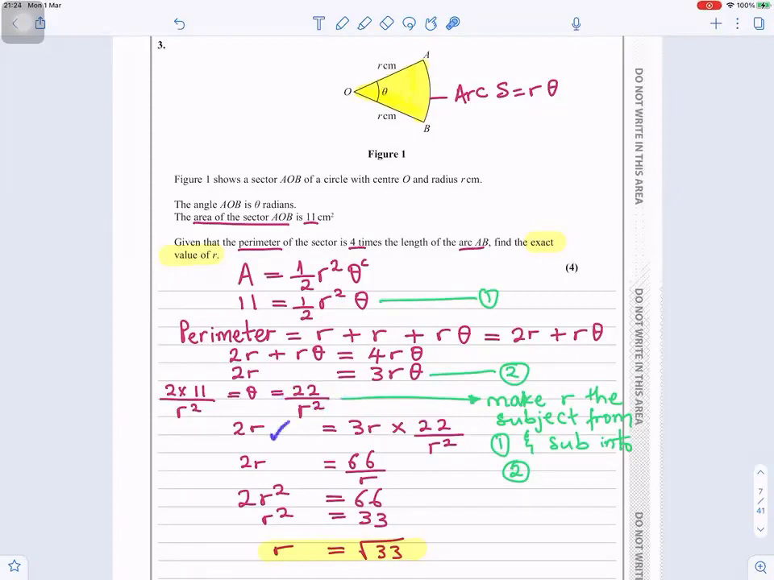So that means 2r is equal to 3r times 22 over r squared. One of the r's will cancel. 3 times 22 is 66. So 2r equals 66 over r. Take this r to the left. 2 times r is 2r squared. Divide by 2, you get 33, and r is the square root of 33. So we leave it as square root of 33 because they want the exact value. So the exact value means leave it in surd form, not decimal.